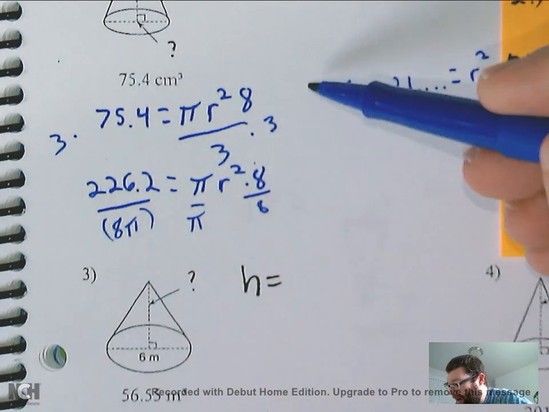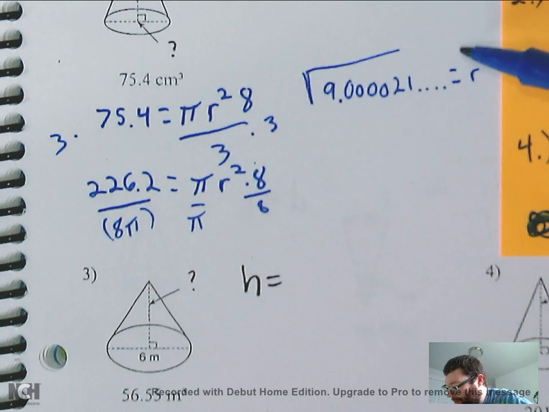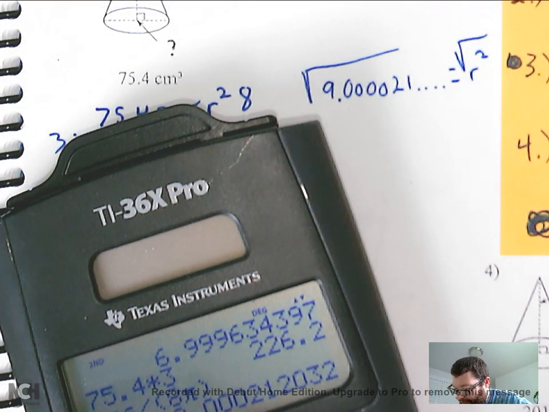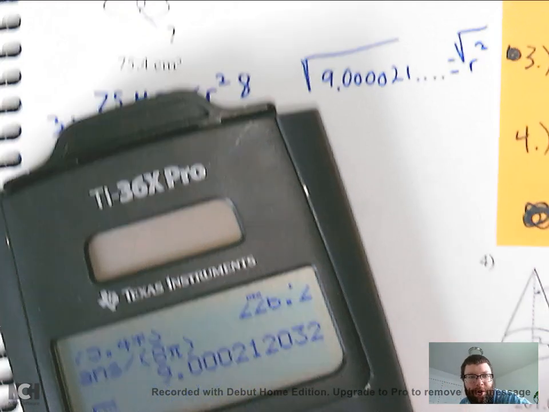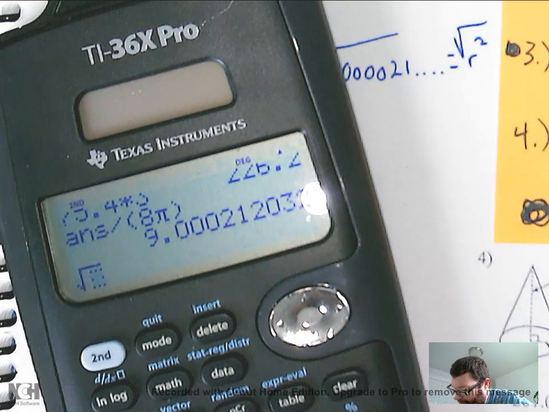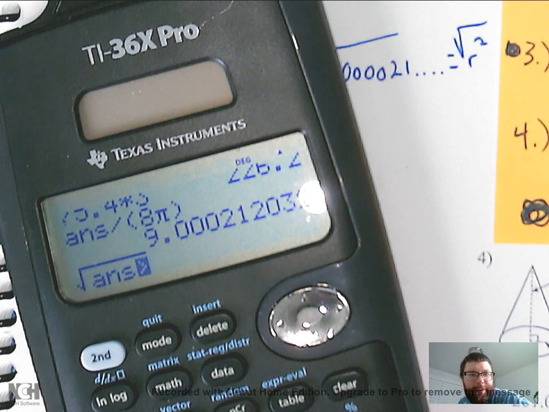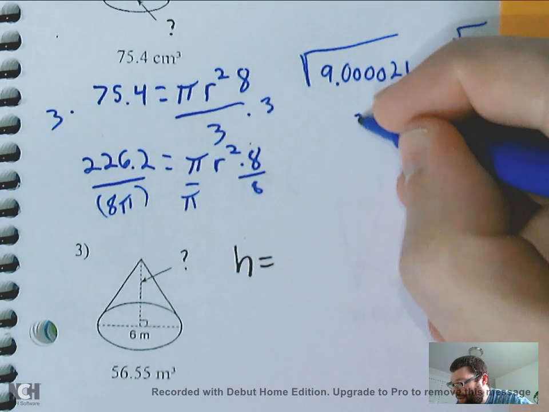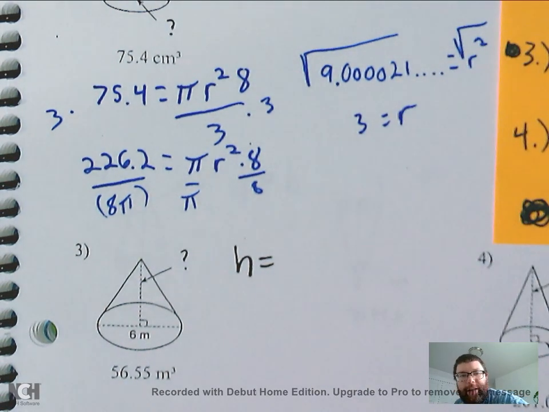So to figure out what this is, I would have to square root both sides to get the radius by itself. So I'm going to square root this big long number. Just going to plug in answer because that puts it in there. And I'm going to get 3.00. This is why I said it doesn't really matter, because when you round, it's going to end up being 3. So I would get 3 for the radius.